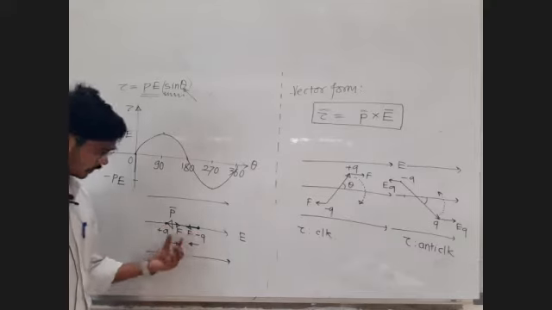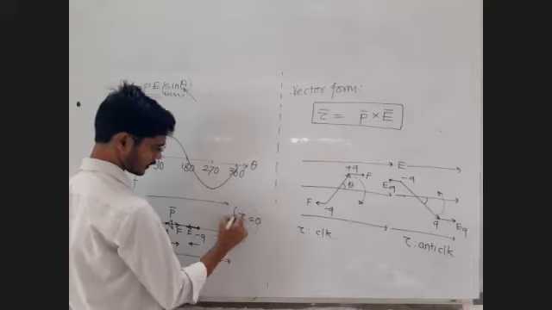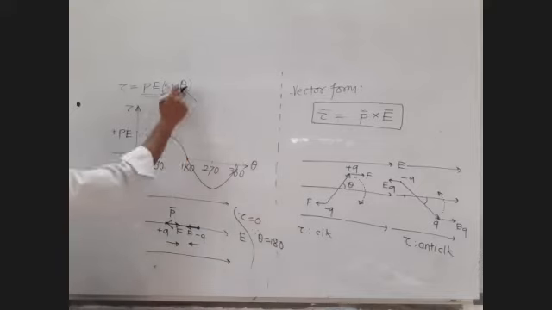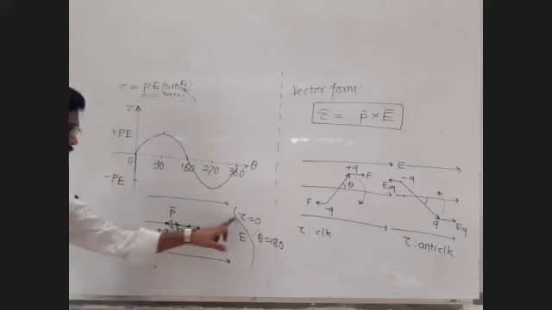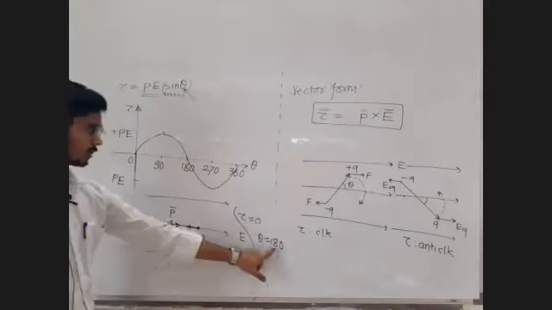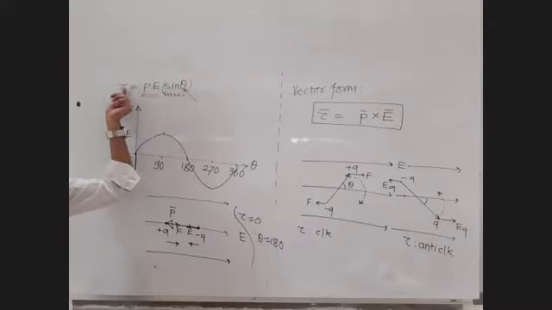At this position, net torque is 0. What is the reason? The reason is theta equal to 180. If you put theta equal to 180, sin 180 is 0, and 0 into anything is 0. So tau is equal to 0.